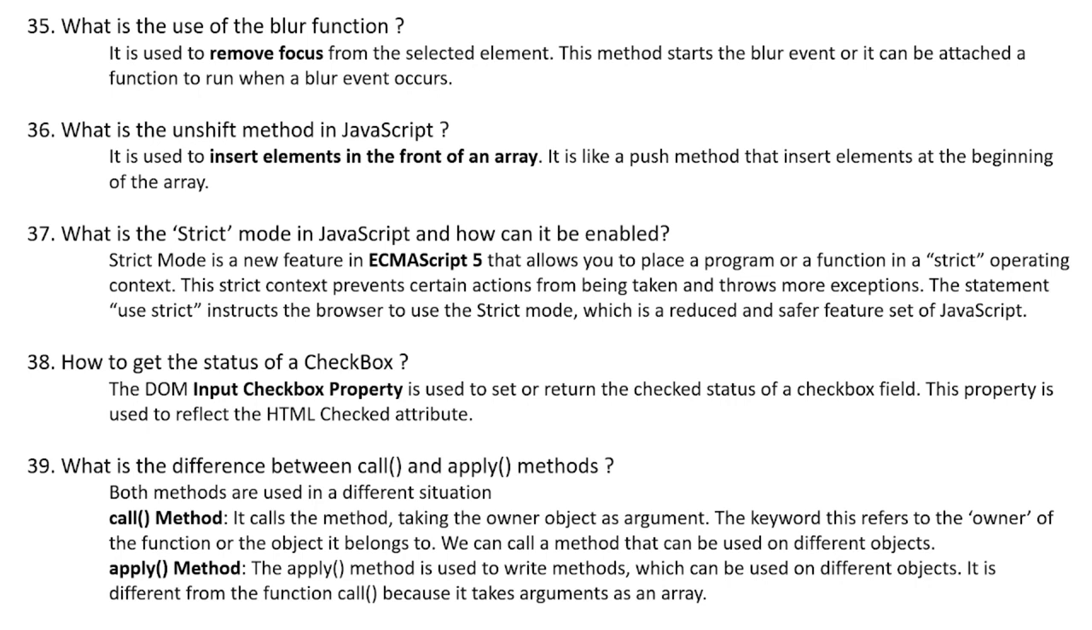We can call a method that can be used on different objects. Apply method. The apply method is used to write methods which can be used on different objects. It is different from the function call because it takes arguments as an array.